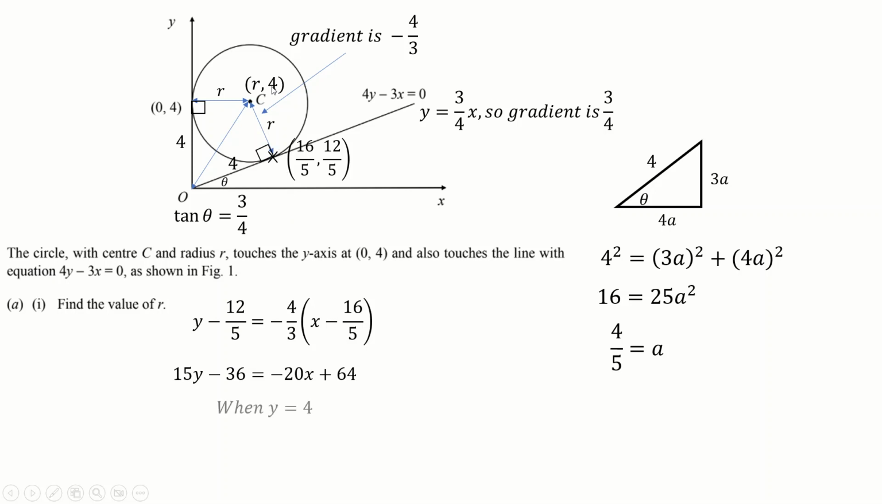And then when y is 4, you can just substitute in y is 4 and you can find x is 2, which means this coordinate has x coordinate 2, which means the radius is 2. And that's the radius of the circle.